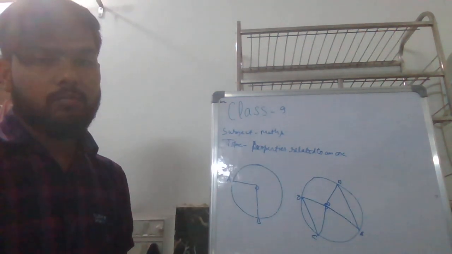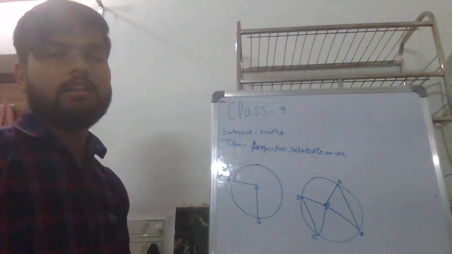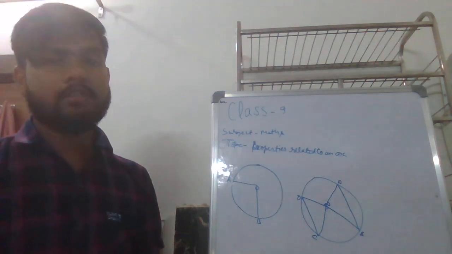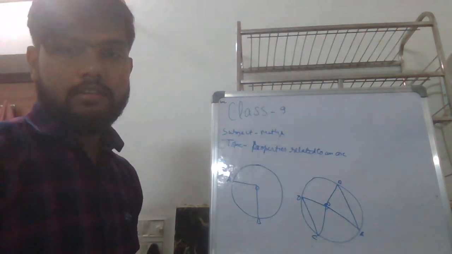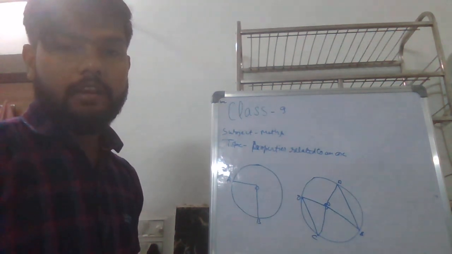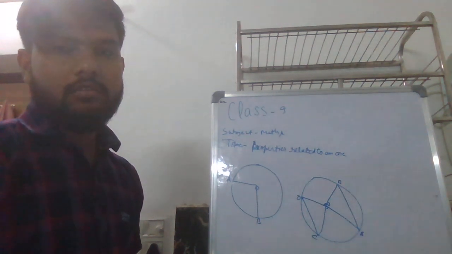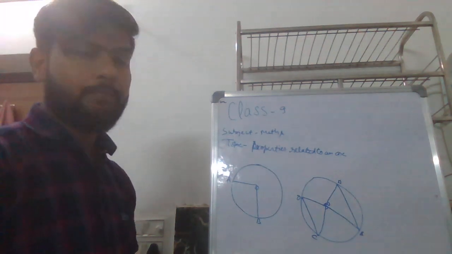Moving further, I have one question for you: angles subtended by two congruent arcs at the center of the circle will always be equal? Yes, they will always be equal.